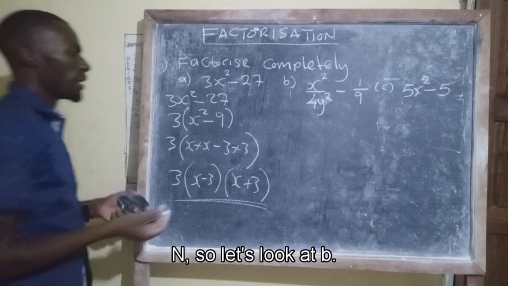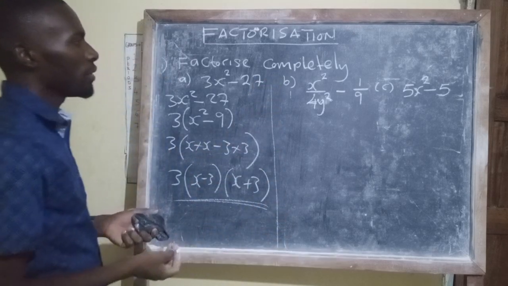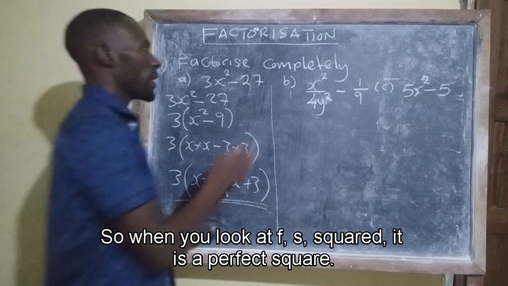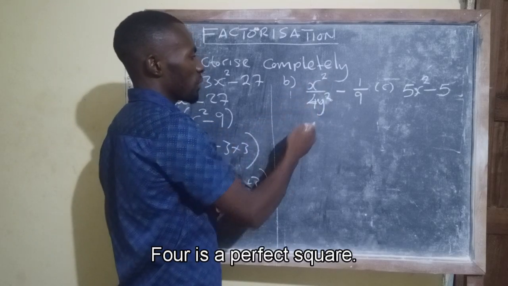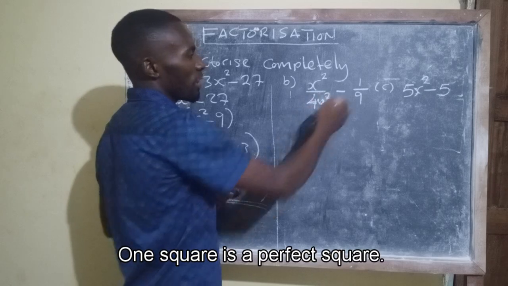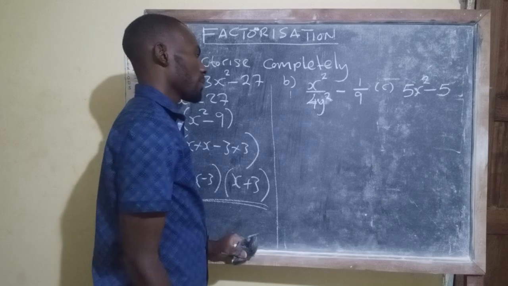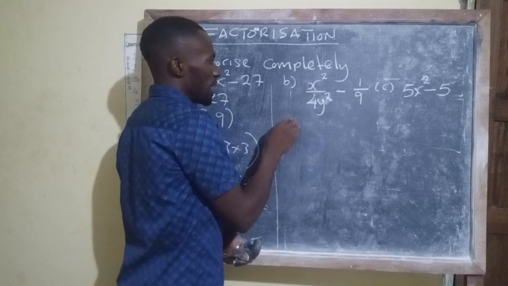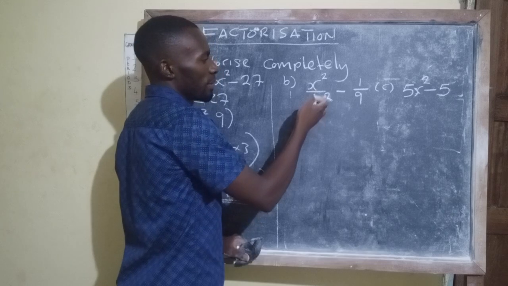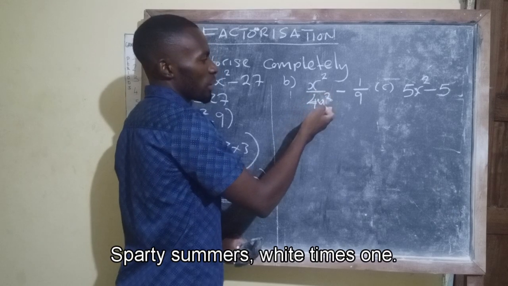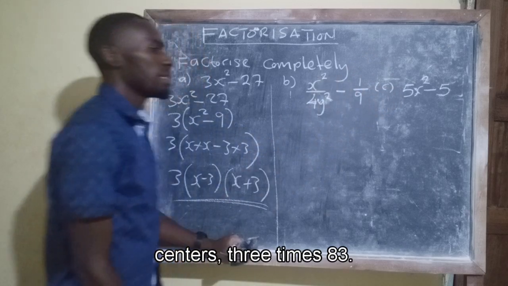Okay, so let's look at b. B also is the same scenario as a. When you look at x squared, it is a perfect square. 4 is a perfect square. y squared is a perfect square. 1 is a perfect square. And 9 is a perfect square. So this is the same as x times x. This 4 is the same as 2 times 2. y squared is the same as y times y. 1 is the same as 1 times 1. 9 is the same as 3 times 3.